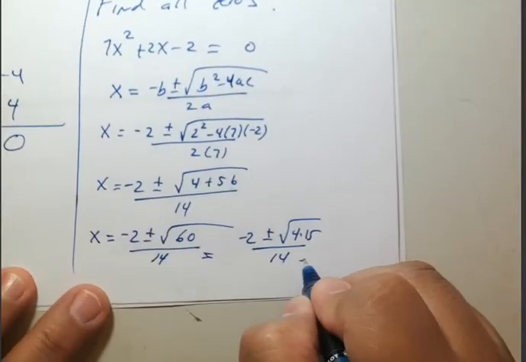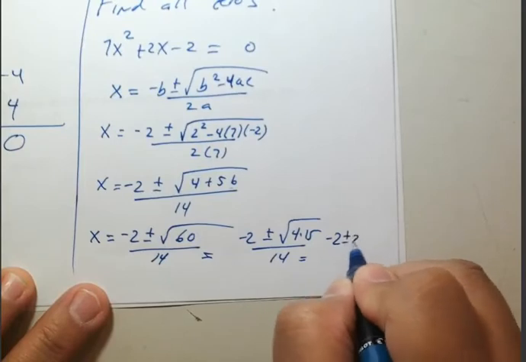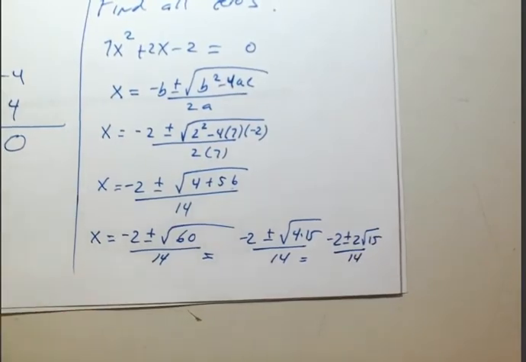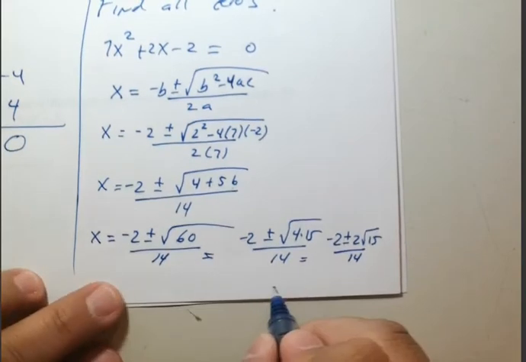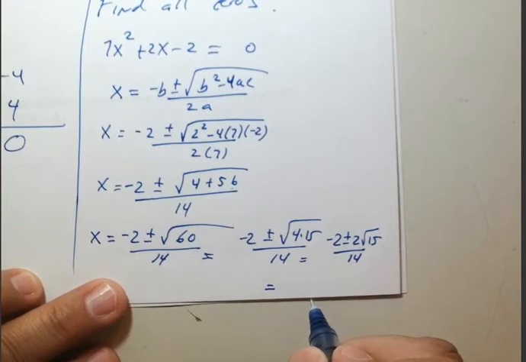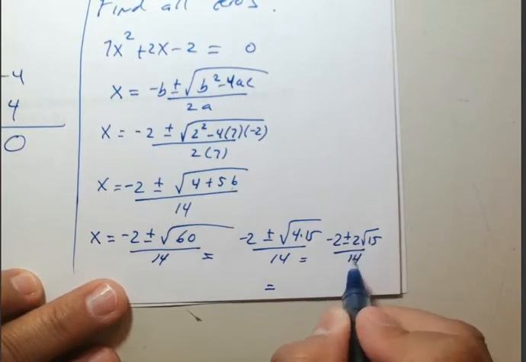So the square root of 4 comes out as a 2. I guess we can still simplify here. Negative 2 divided by 14 is negative 1/7. And 2 divided by 14 is negative 1/7.